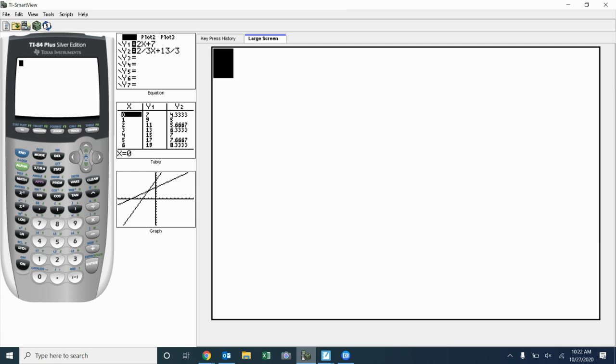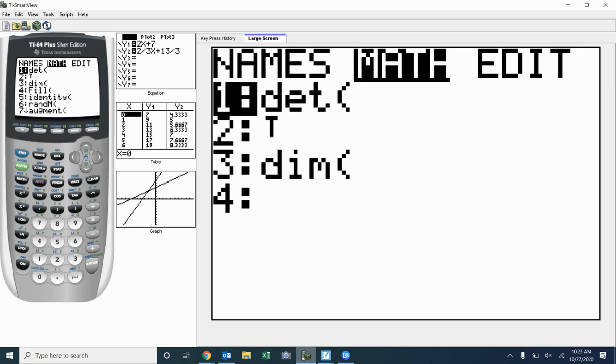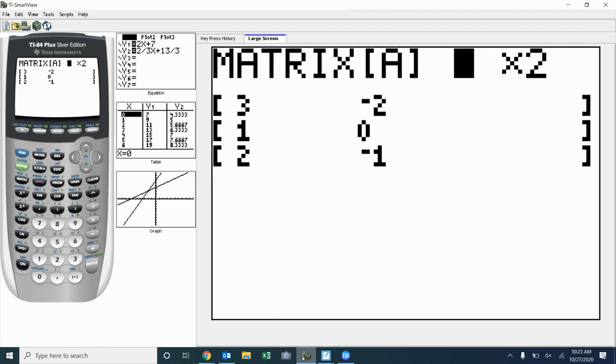All right, so find where your matrix button is. Mine is second inverse. So see if you can get that menu up there. Look for matrix. Oh wait, x minus one. Yep, that's the inverse, x to the negative 1 power. I'm going to head over to edit, and I'm going to edit matrix A.